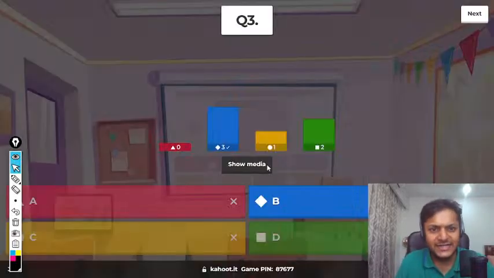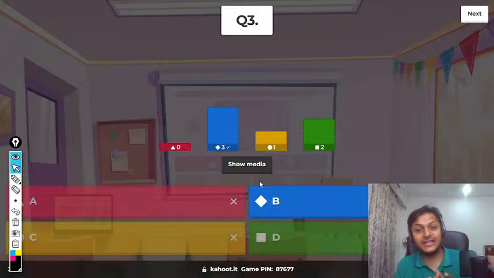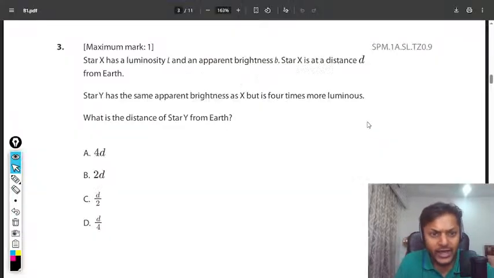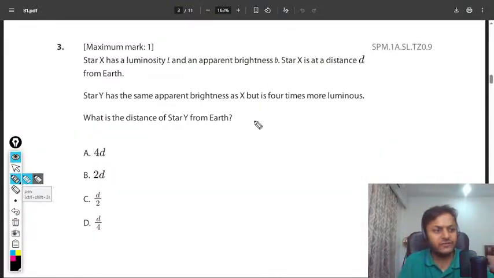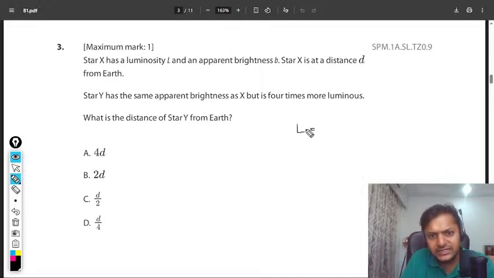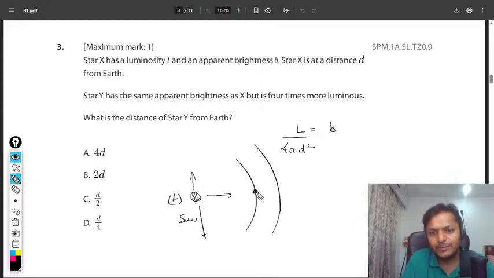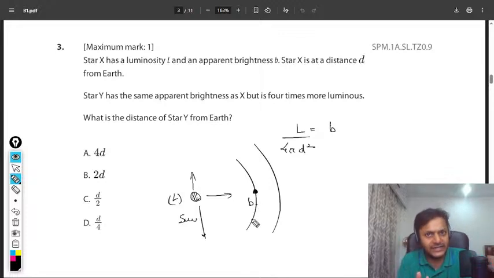Okay, dear students, let's see who is winning. Very good. 3 students have given it correctly. The answer is B, and some of the students are wrong. So let me see how to do this. Overall, I'm just giving you an idea. Luminosity divided by the area is given as the apparent brightness. Like this is the sun, and some light is coming out. The luminosity is the power of the sun, and at this planet, what is the brightness? Brightness means intensity, and the formula is given by L divided by 4 pi d squared.